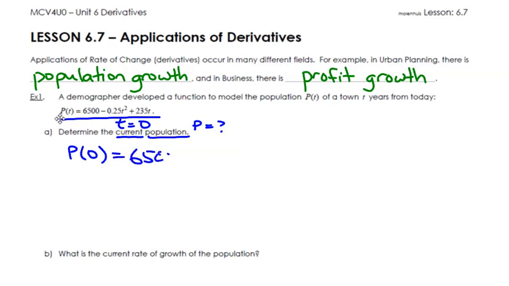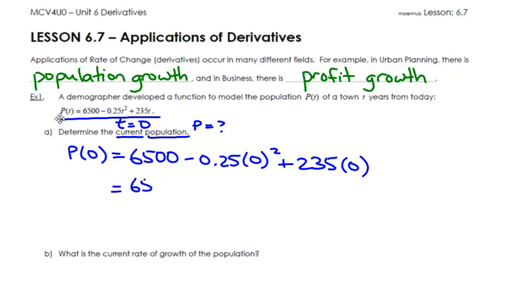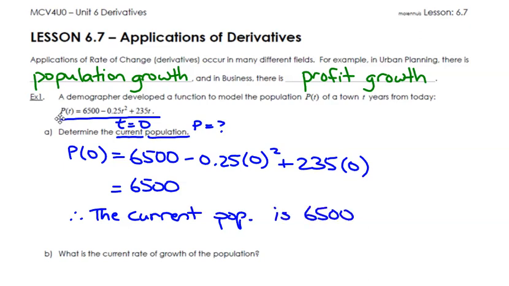6,500, can't get rid of that. 500 minus 0.25 times 0 squared plus 235 times 0. It looks like we're trying to find our p-intercept, and that's going to be 6,500. After all of these word problems, you have to make sure that you put a therefore statement. Therefore, the current population is 6,500 people.